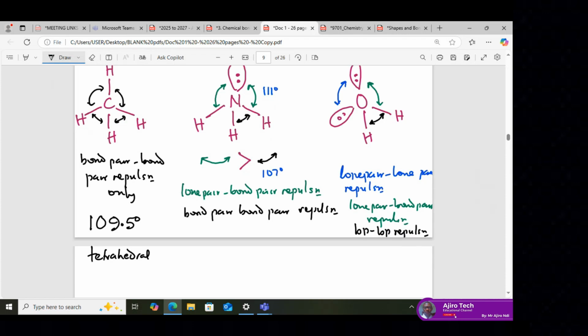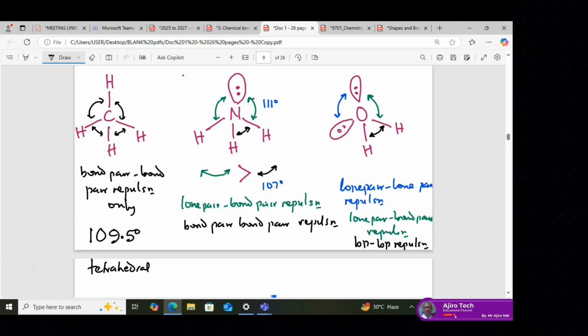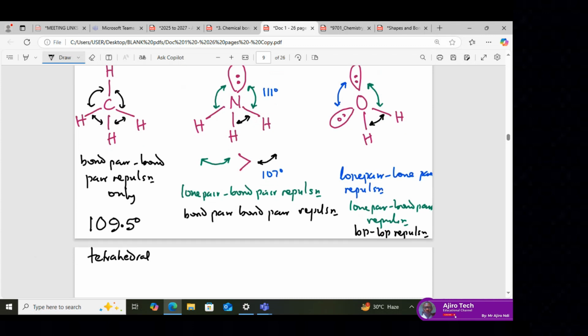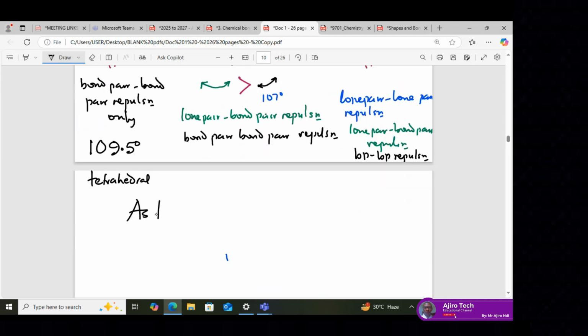So the more lone pairs you have in the molecule, you know what happens to the bond angle. Do you get the point now? Yes. The more lone pairs on the central atom, other factors being equal, the lower the bond angle. Do you agree? So as the number of lone pairs increases, bond angles decrease. Is that okay?